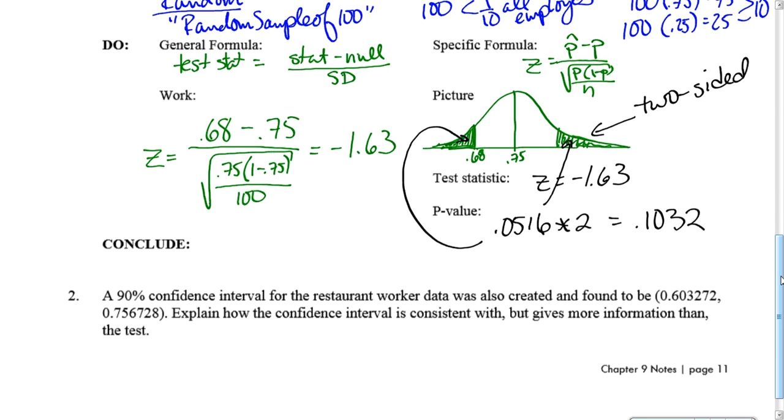So your conclusion in this little tiny spot. You're welcome.